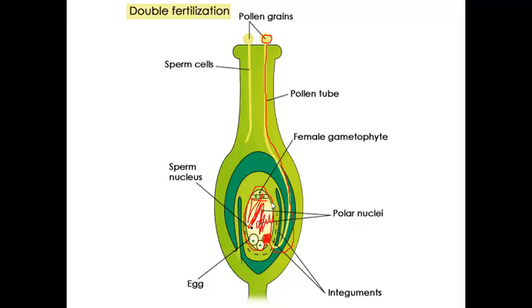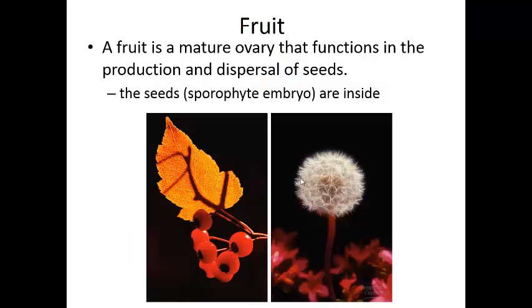After all this happens, the ovule is going to become a seed. Inside the seed, you have the growing embryo, and you have the endosperm that's functioning as the food source. When the seed develops, the ovary around the seed is going to become a fruit. The fruit is a really important structure in angiosperms because the fruit is used to disperse the seeds.